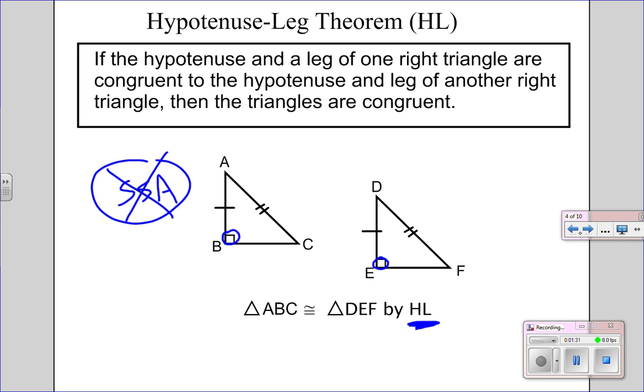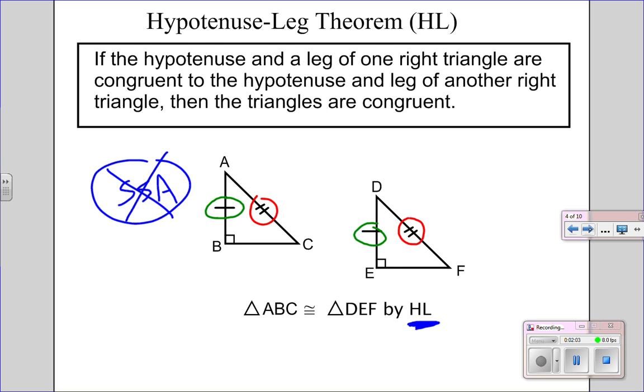What you want to be careful of in hypotenuse leg is that you're trying to show three things. One, that you have a leg congruent to another leg, so in this case AB to DE. Two, you have a hypotenuse congruent to another hypotenuse, so in this case AC is congruent to DF. And third, you're trying to show that both triangles are right triangles. You're not trying to show that the angles are congruent because that would be SSA. You're just trying to say in the proof that triangle ABC is a right triangle and triangle DEF is a right triangle.